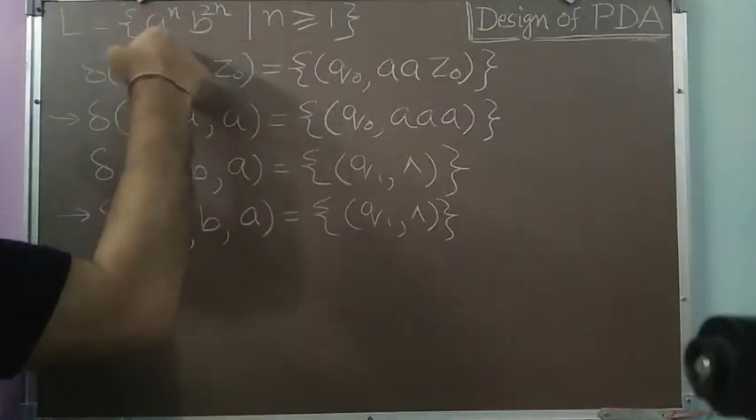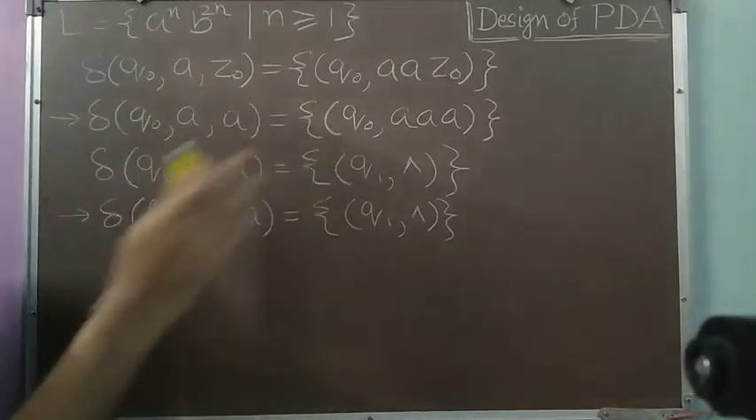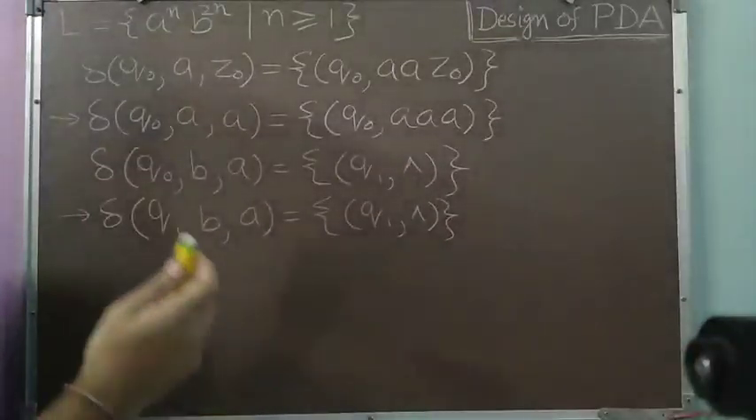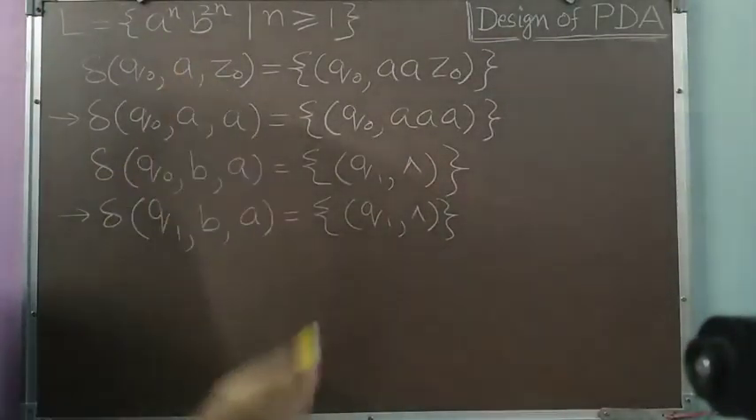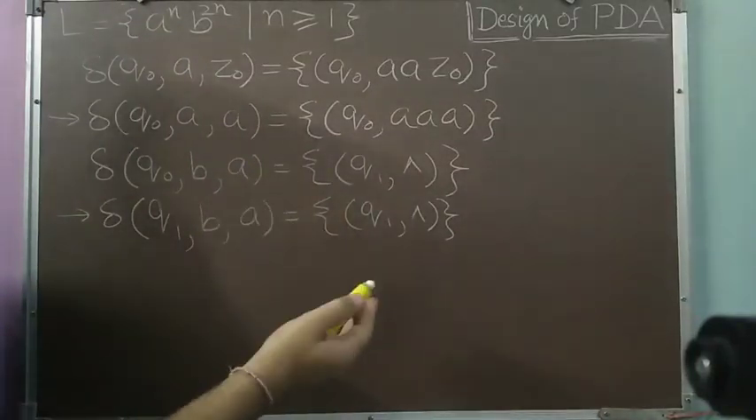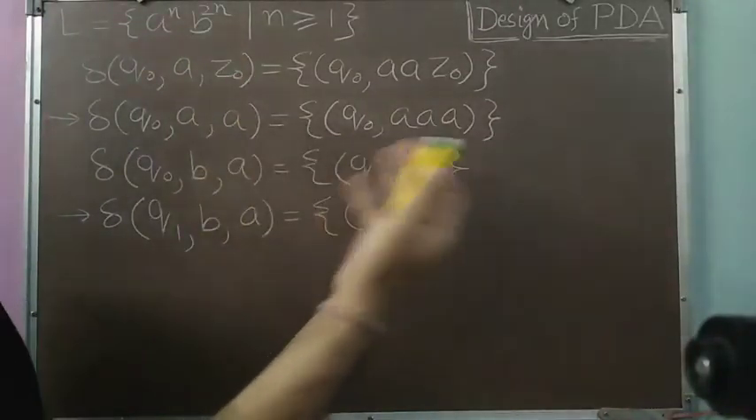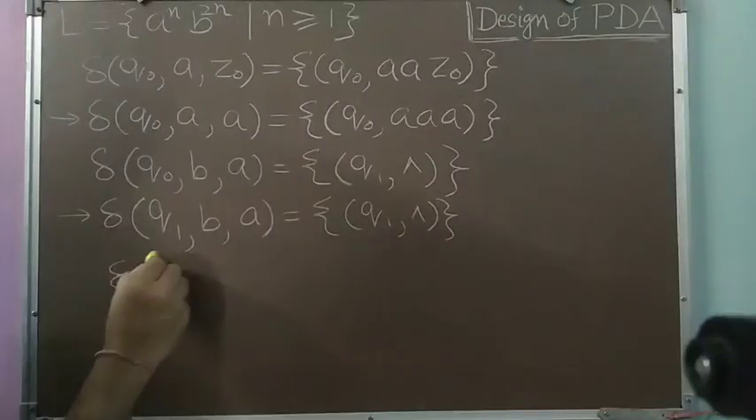If the number of B's is exactly twice the number of A's, and we have pushed twice the number of A's as we had in the input, then the number of B's should exactly match the number of A's. And when all B's finish, all my A's from the push down store should have been popped, should have been removed. So this will be the situation.